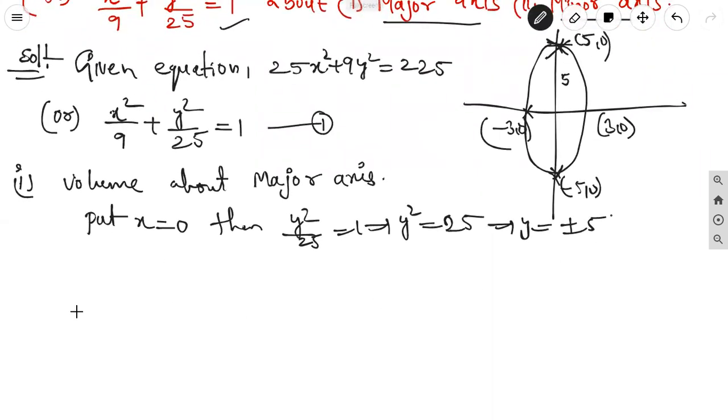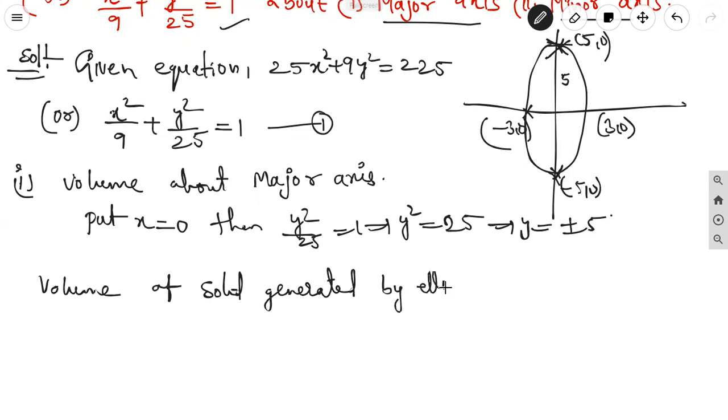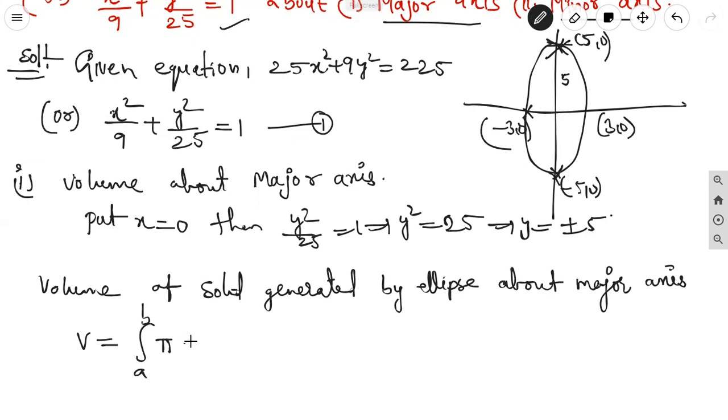What is the volume about the major axis? The volume of the solid generated by the curve, the ellipse, about the major axis, is V equal to the integral from a to b of pi x² dy.